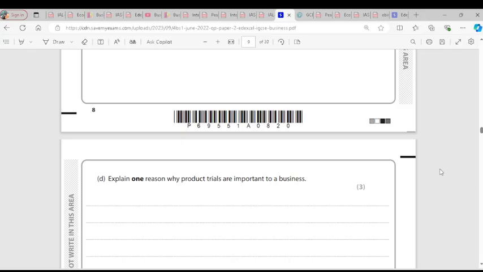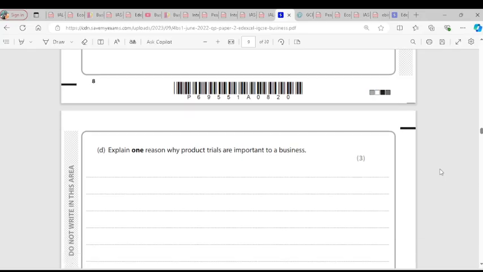Question D. Explain one reason why product trials are important to a business. When we are doing a product trial, it means you have set a geographical location, a restricted location where you can sell the product to just a specific or restricted group of customers to get feedback from them.